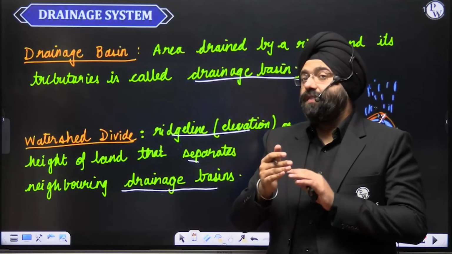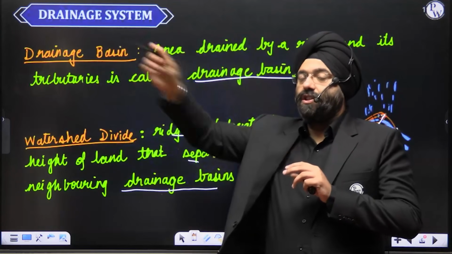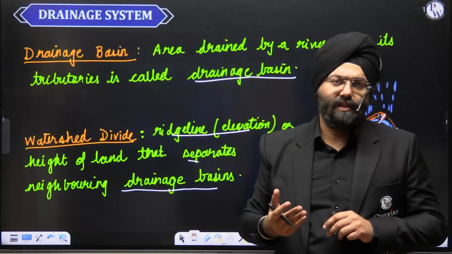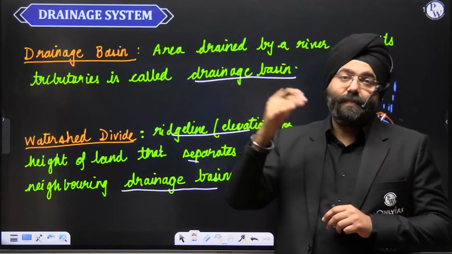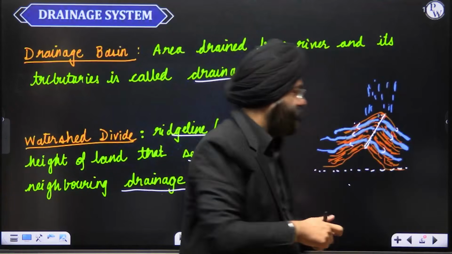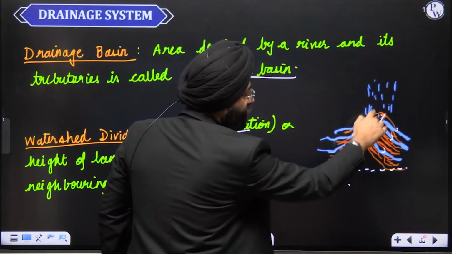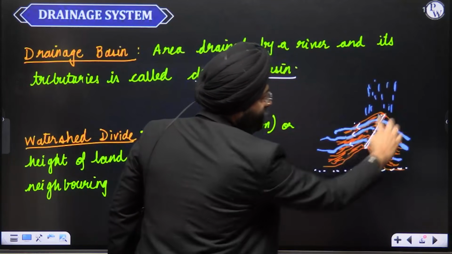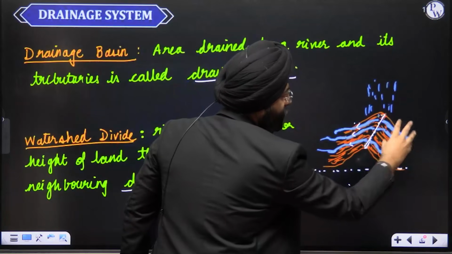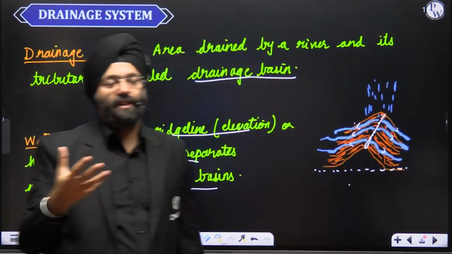So because of that elevation, you will realize that certain rivers will be flowing in the other direction, based on their elevation. So this divide is separating the drainage basins, because this particular area will be drained by these rivers. This particular area will be drained by these rivers. So there are different drainage basins that are created.